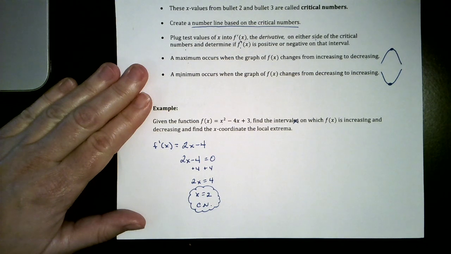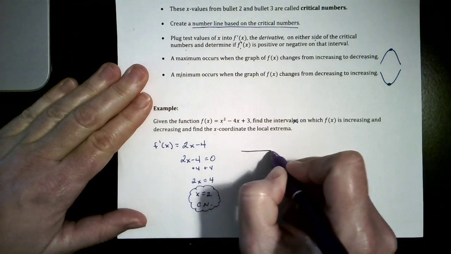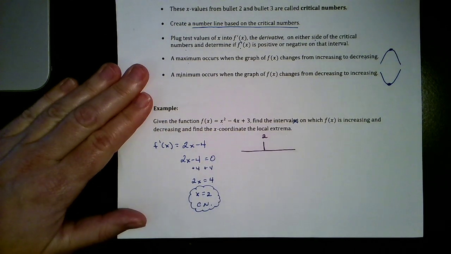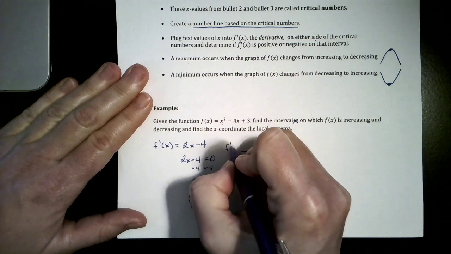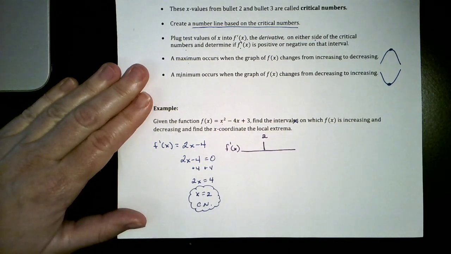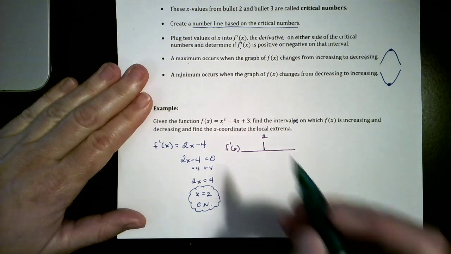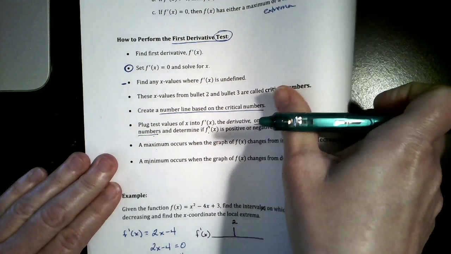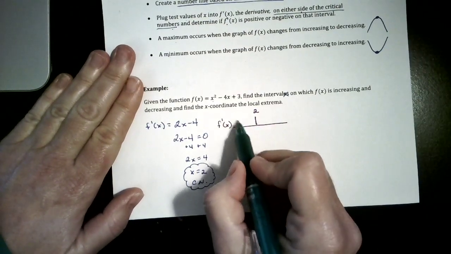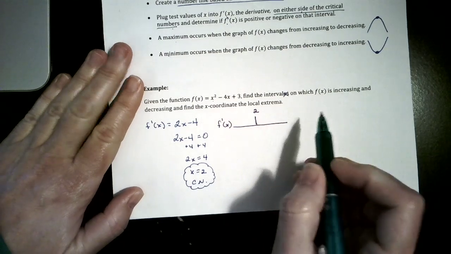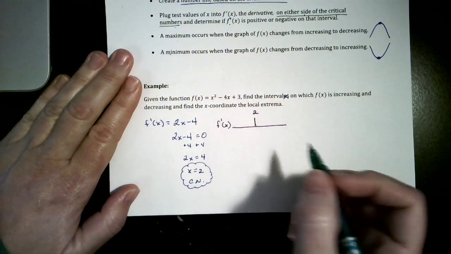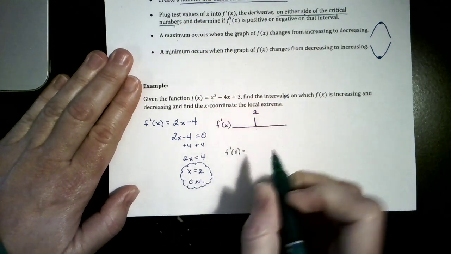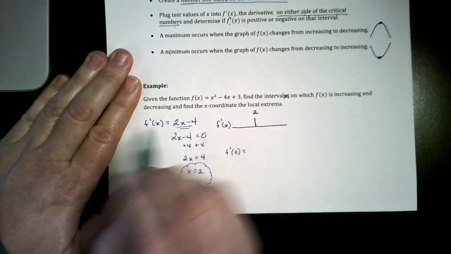Okay, so the next thing we want to do is create a number line. We only have one critical number, so I'm going to put 2 on that number line. And I always like to label the beginning of the number line with the derivative because I'm going to plug numbers into the derivative. We have to test on either side of the critical numbers. So we have to test a number to the left of 2, and a number to the right of 2. Think about a number that's to the left of 2. Most people say 0, and we're going to test it in the first derivative.